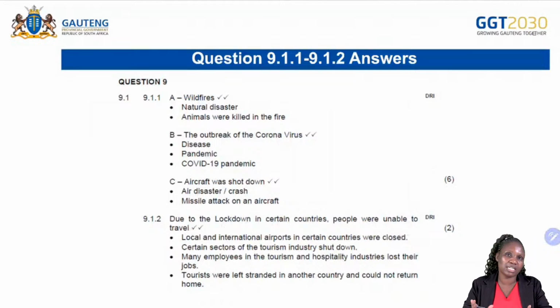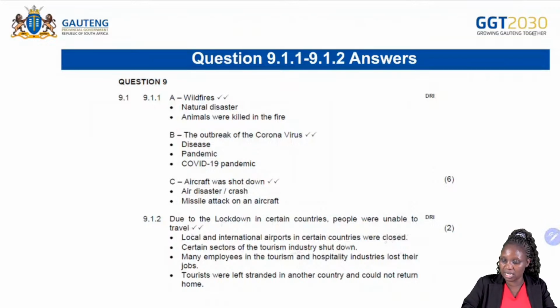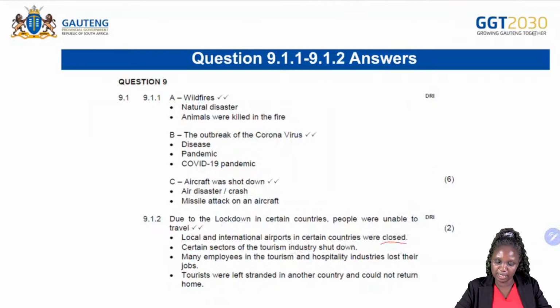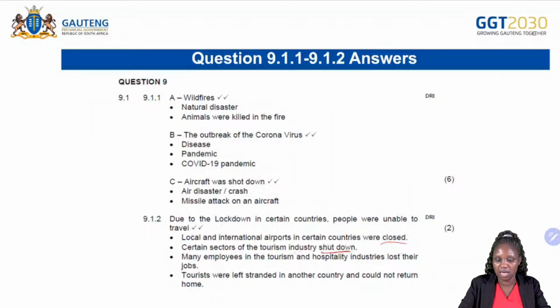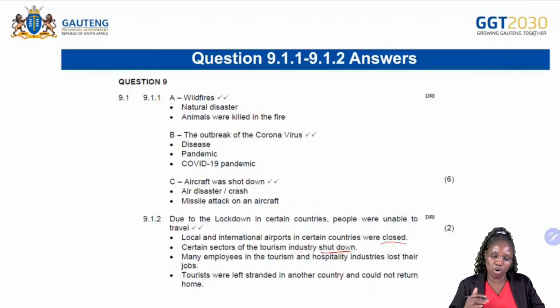Remember, during lockdown, people were not allowed to travel. Why? Because the disease would spread if we traveled. Okay, so we're supposed to stay put. Local and international airports in certain countries were closed because there was no movement. Certain sectors of the tourism industry shut down. Why? Because people were not traveling. There were no tourists because people were on lockdown.